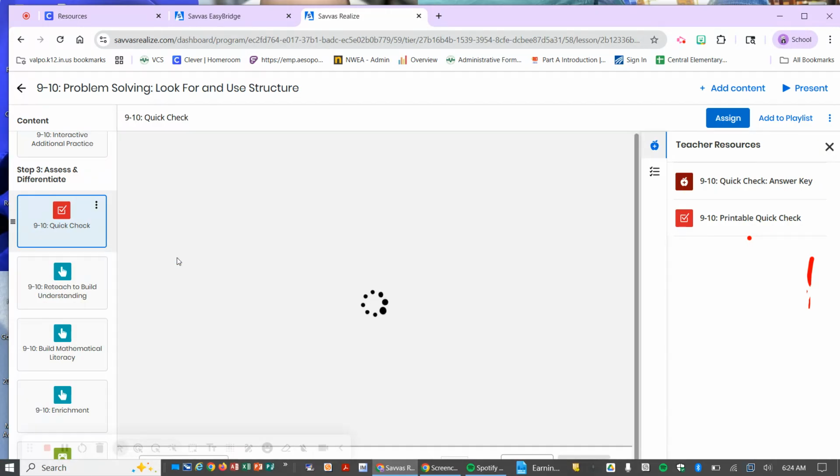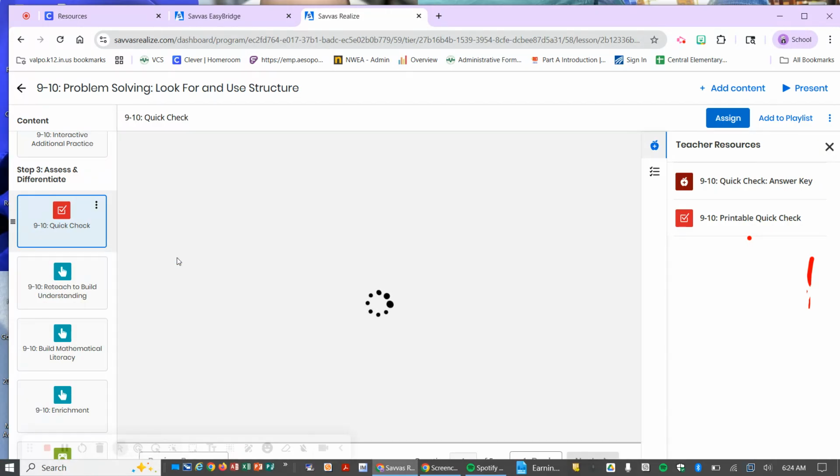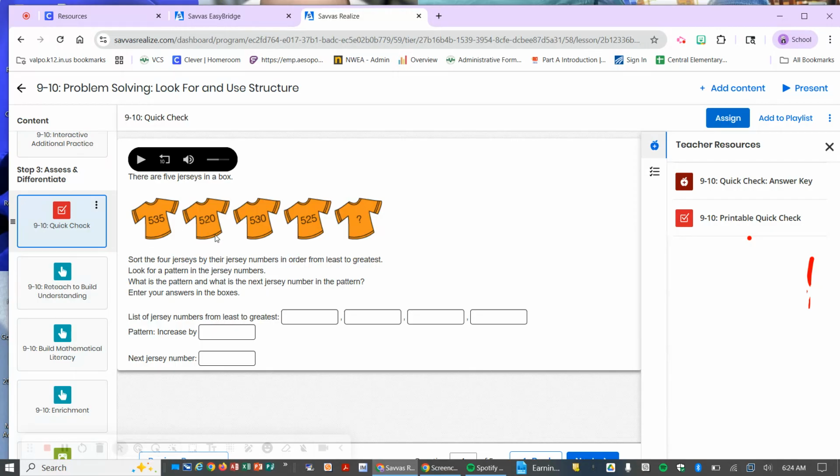So let's talk about that quickly now. Okay, there are 5 jerseys in a box. Sort the 4 jerseys by their jersey numbers in order from least to greatest. So we need to put these numbers in these boxes in order from least to greatest. Then tell me what the pattern is increasing by. Then tell me what the next jersey number would be.